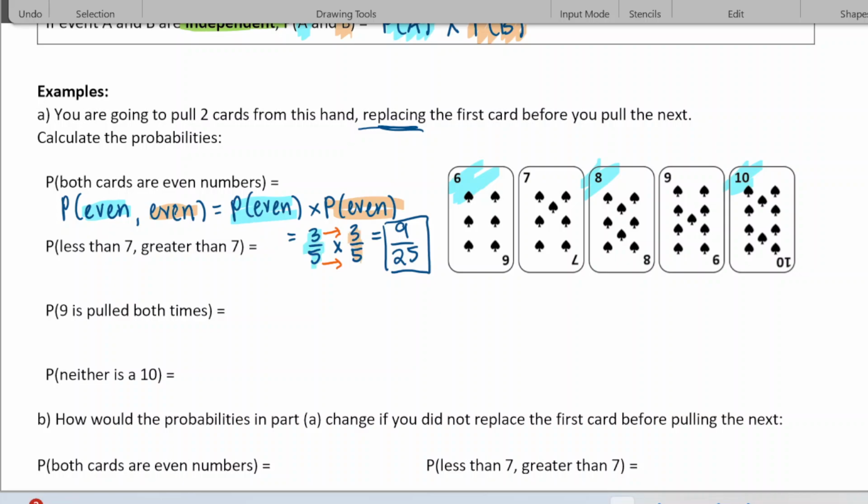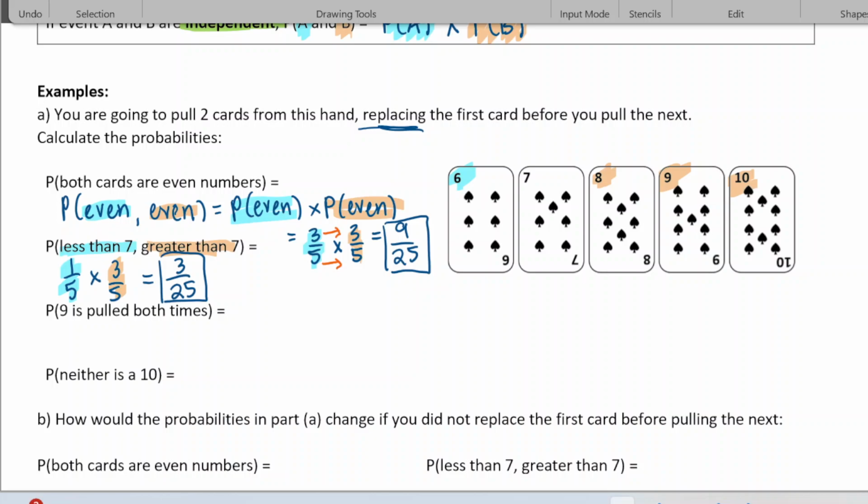Okay, let's do this one. The card is less than 7, and then the card is greater than 7. So the chances we get one that is less than 7 is only 1 out of 5. There's only one card that's less than 7. And the chances that we get something that's greater than 7, well, there's 3 cards that are greater than 7. So it's going to be 3 out of 5. And then we're going to just multiply these together. So 1 times 3 is 3. 5 times 5 is 25. So this is only going to happen 3 out of 25 times.